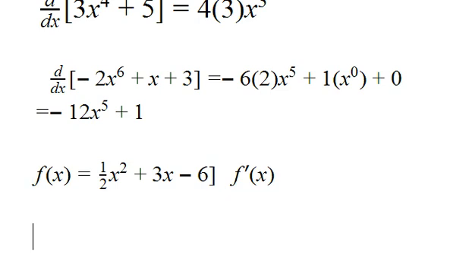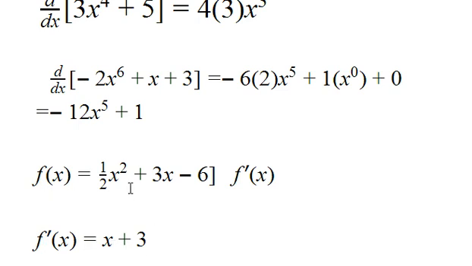So we're going to say f prime, excuse me, of x is equal to, so you take the 2, you bring it out front. Well, a 2 times 1/2 is 1. So we're just left with x. The derivative of 3x is just going to be 3. And the derivative of negative 6 is 0. So there you go. The derivative of f of x, f prime of x, is equal to x plus 3.